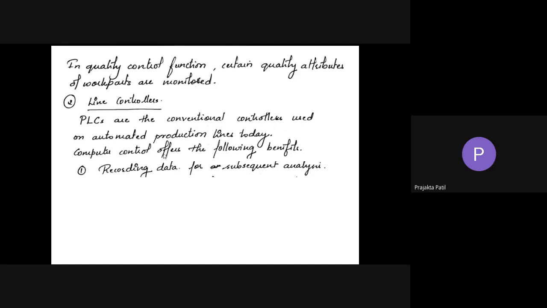So when it comes to recording of data, it's very important to check the reliability of the equipment. When you want to check the performance of an equipment, what is the product quality. So whenever it comes to checking all these things, data has to be there. So a computer control can help you in recording all the data with respect to the complete production activities that are happening, and it can help you for all other subsequent analysis.